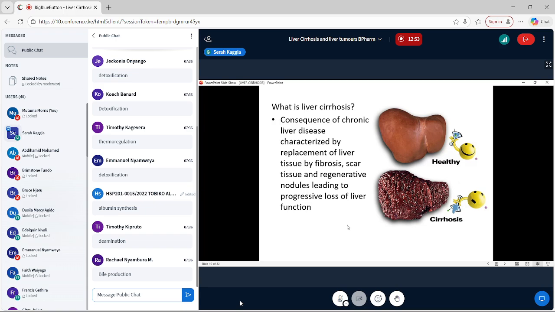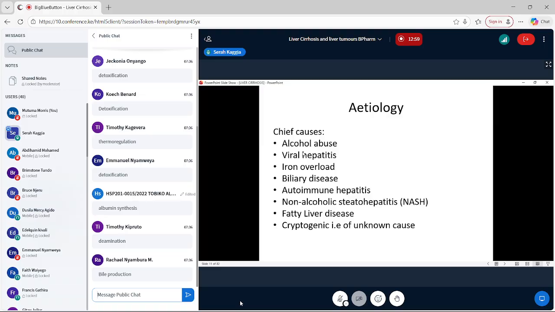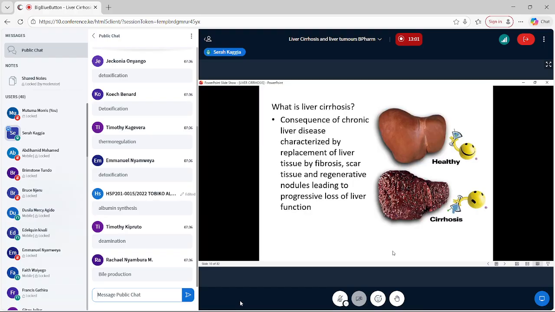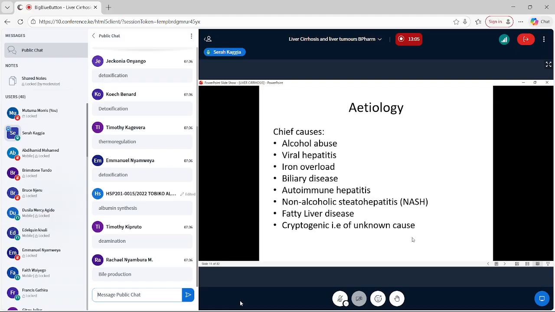And by the way, go review, because those are questions we ask, we expect you to be knowing. Okay, so what's the etiology? What are the things that can actually lead to this cirrhotic liver? Of course, those are the main ones that we all know.